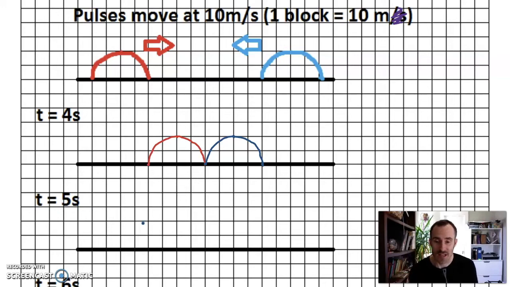Then, at 5 seconds, each of them has moved one more space. So my blue one starts here and goes until here, and it has a height of 2, and so then it looks like this. Woo, got wavy at the end there. And my red one here to here with a height of 2, and so it looks like this.